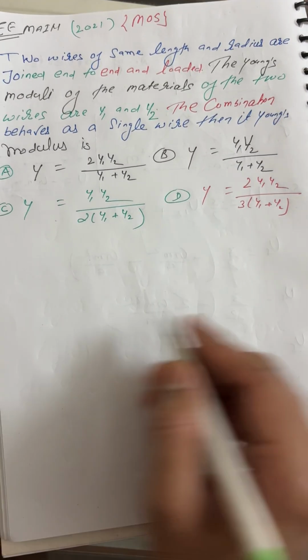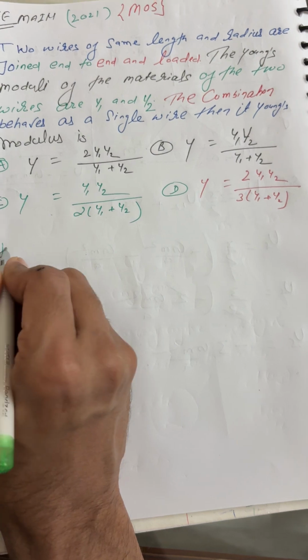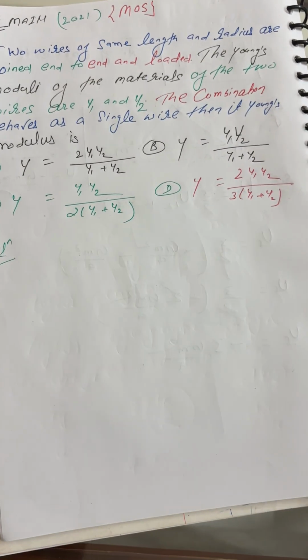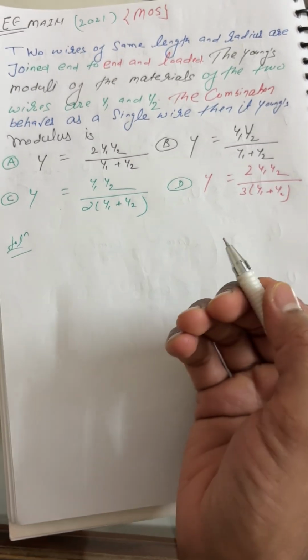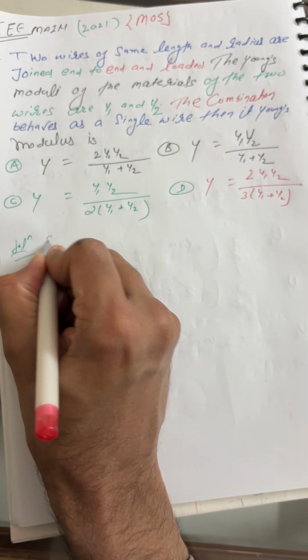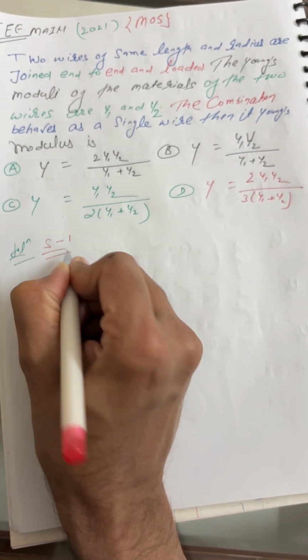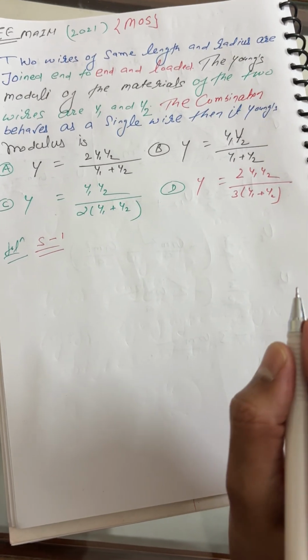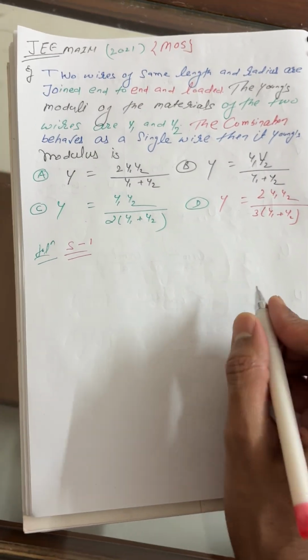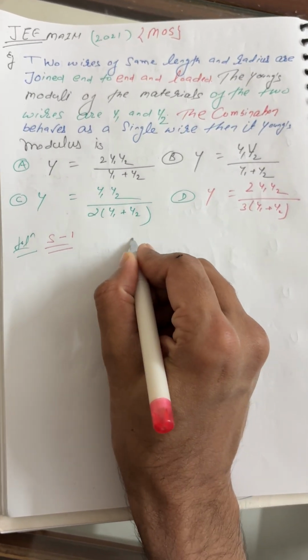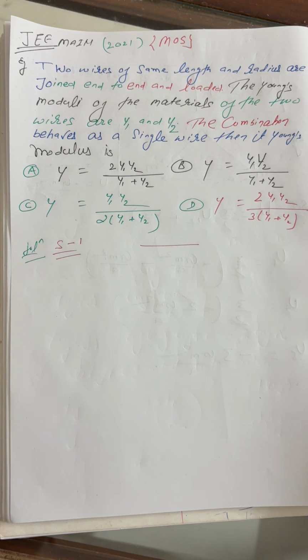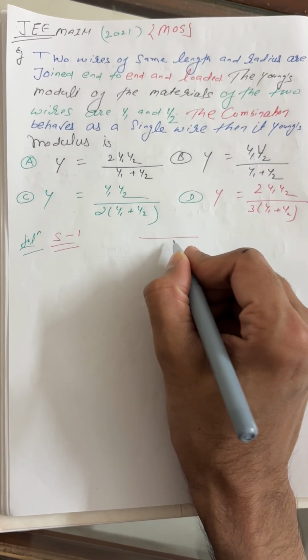So let's talk about the solution of the question. In the solution, I'll follow steps. Step one: first we have to categorize the question and frame it. For this, we first have to draw the figure. As already mentioned in the question, the length and radius of both rods remain the same.